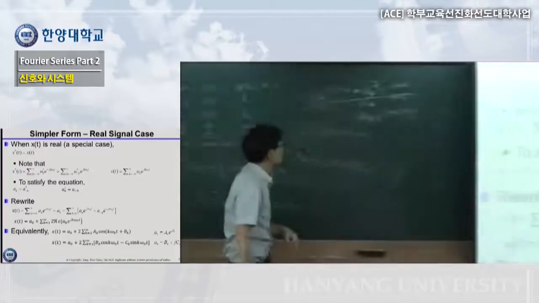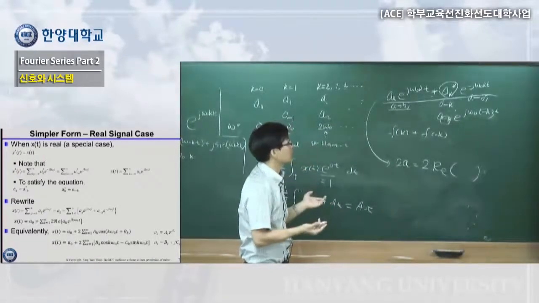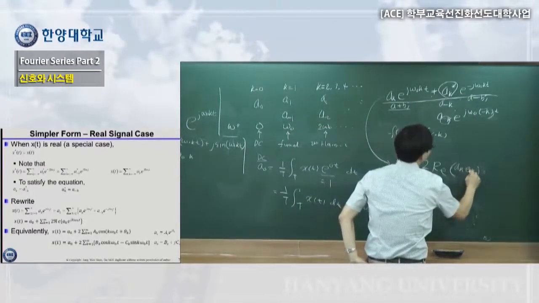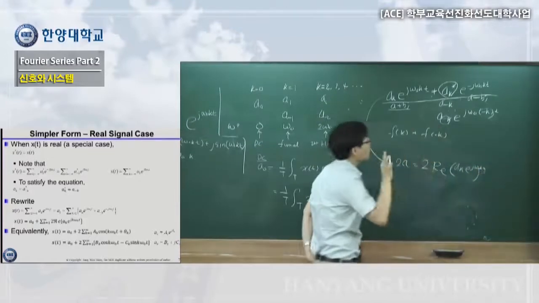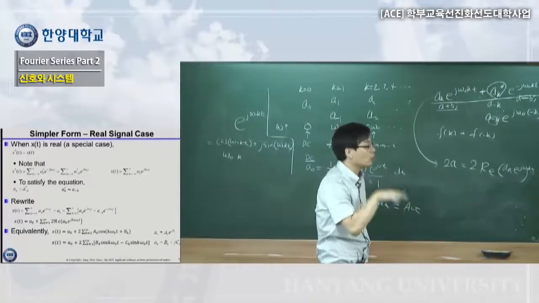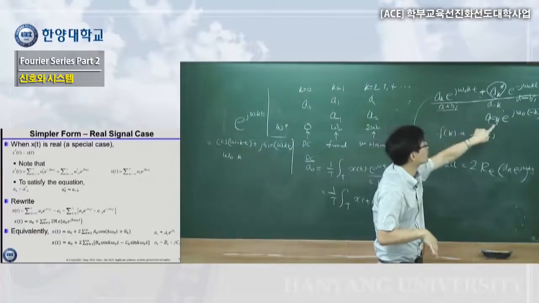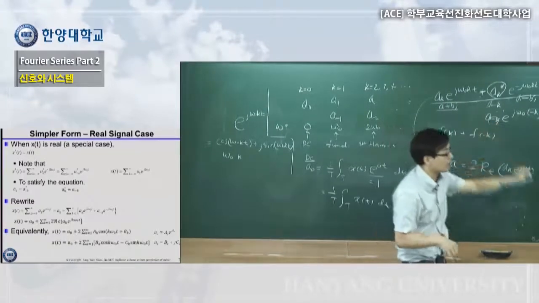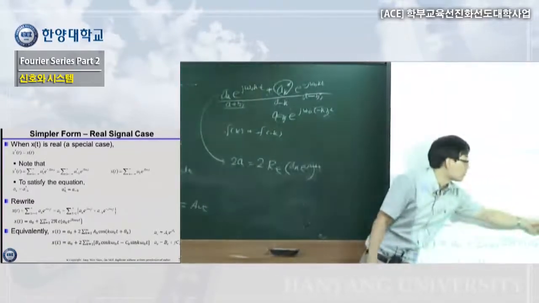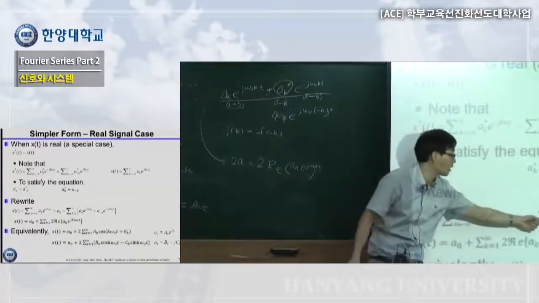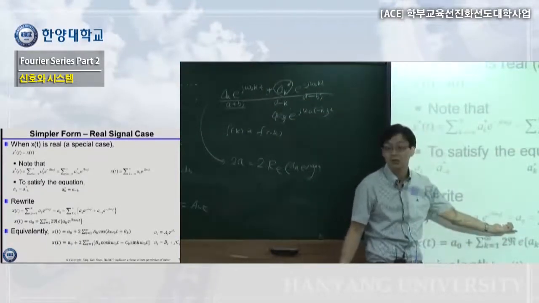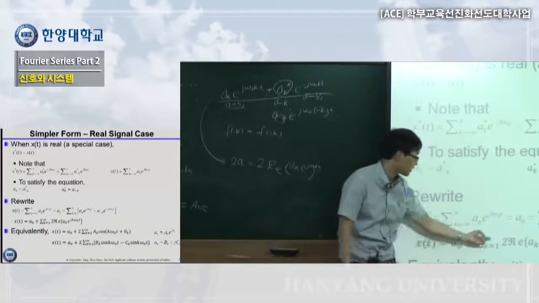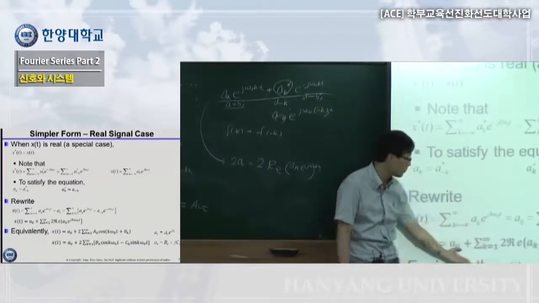What else? Based on this assumption, we know that this is a real part of e^(j omega 0 kt), which happens only in the real case, where this and this have a relationship that this is k and this is minus k. Based on that, we can pair them, plus and minus. So it will be from 1 to infinity. Why is 0 dropped? 0 is only one, they are not paired, so we take out the 0. The second one becomes twice. This is the form.